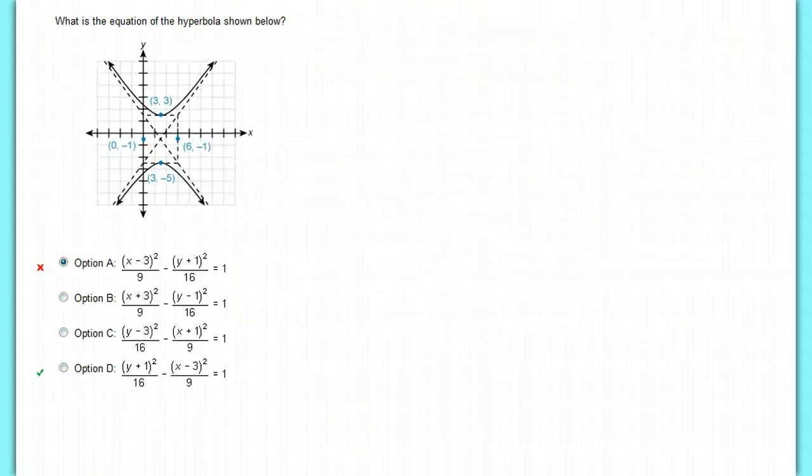Okay, let's try a different one. This one we're going from the graph to the equation. So what we want to do is pick out all of those things that we need to plug into the equation. So the first thing that we need is the center point. So we want to say, what is the center of this hyperbola? Well, it's just where your asymptotes cross, which is right there.